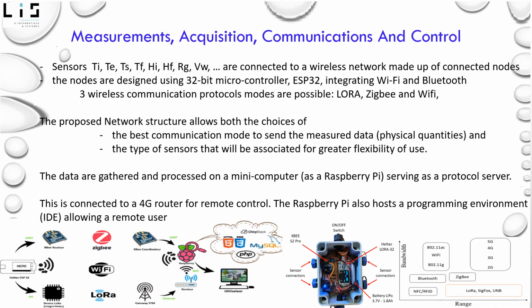The measurements, acquisition, communication, and control are made by the following hardware architecture. The sensors are connected to a wireless network made up of connected nodes. The nodes are designed using a 32-bit microcontroller ESP32 integrating wireless communication. 3 wireless communication protocols are possible by this. The network structure is flexible. The data are gathered and processed on a microcomputer serving as a protocol server. This is connected to a 4G router for remote control.